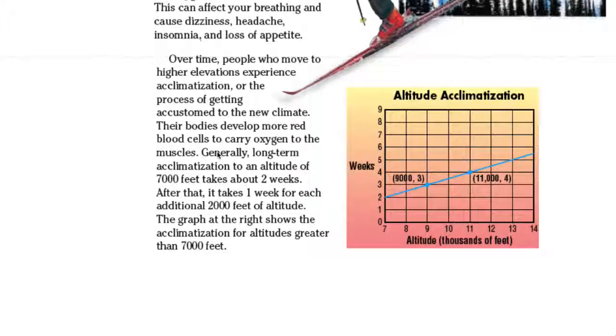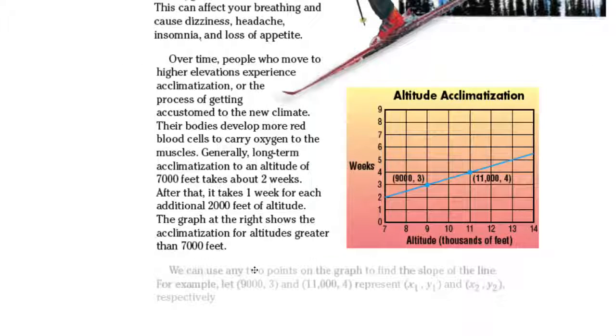Over time, people who move to higher elevations experience acclimatization, or the process of getting accustomed to the new climate. Their bodies develop more red blood cells to carry oxygen to the muscles. Generally, long-term acclimatization to an altitude of 7,000 feet takes about 2 weeks. After that, it takes 1 week for each additional 2,000 feet of altitude. The graph at the right shows the acclimatization for altitudes greater than 7,000 feet.